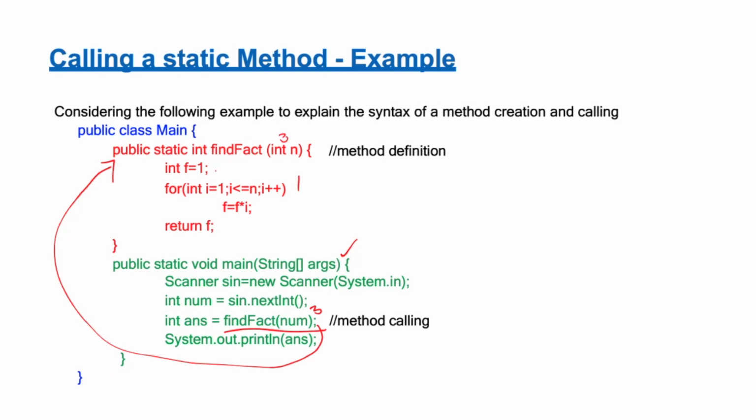It will print 1 into 1, then 1 into 2 equals 2, then 2 into 3, and like this it will compute, and the value 6 will be there. Now I will take this return value and print it, and then quit this particular program. So this is how the execution will be done here.